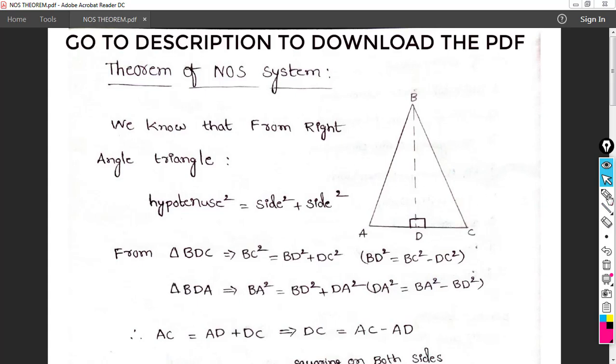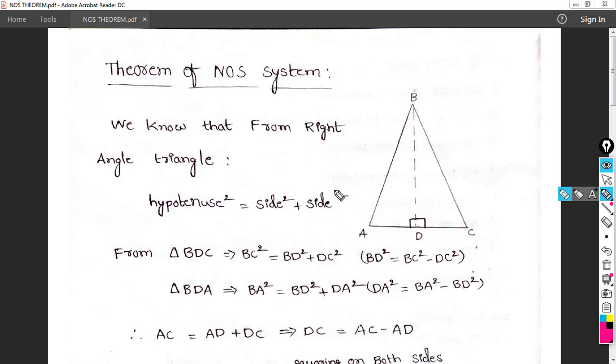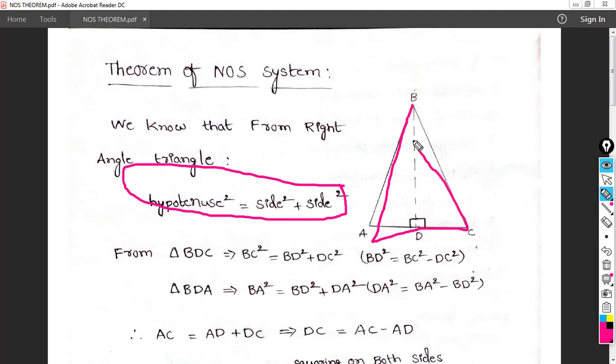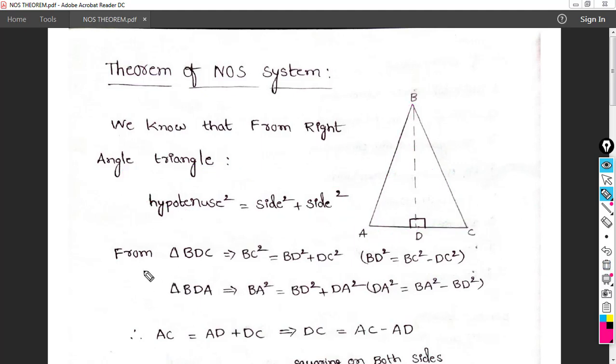According to the Pythagoras theorem, hypotenuse square is equal to side square plus side square. From a right angle triangle we can know this. So from triangle BDC, the angle is 90 degrees. Hypotenuse square BC square is equal to BD square plus DC square.